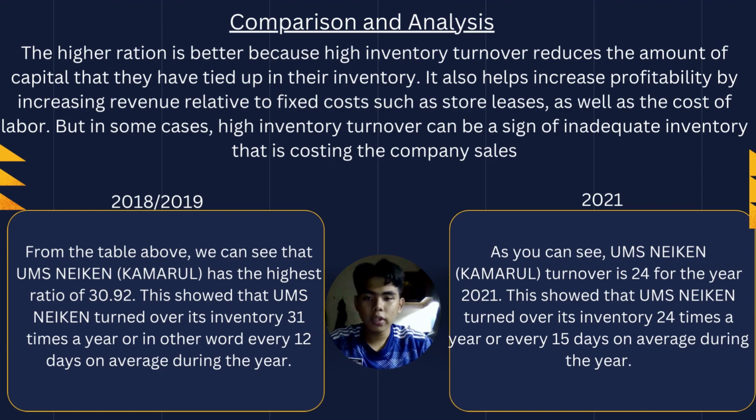For the years 2018 and 2019, from the table above, we can see that UMS Naked has the highest ratio of 13.92. This shows that UMS can turn over its inventory 31 times a year, or in other words, every 12 days on average during the year. And the last, as you can see, UMS Naked's turnover is 24 for the year 2021. This shows that UMS Naked turns over its inventory 24 times a year, or every 50 days on average during the year.